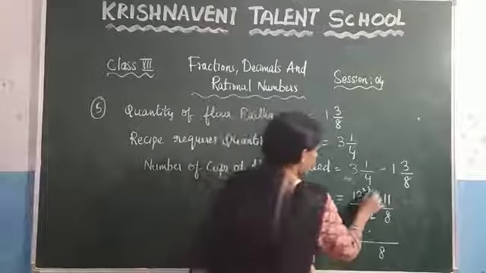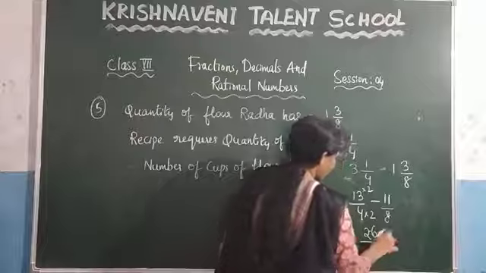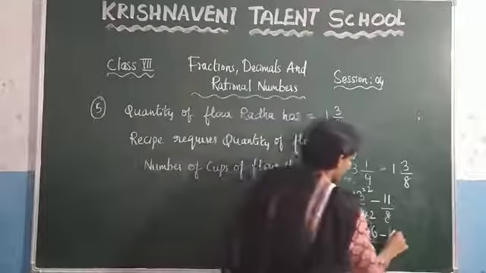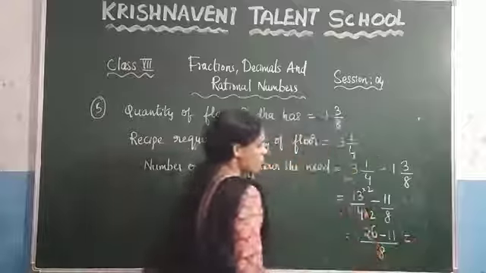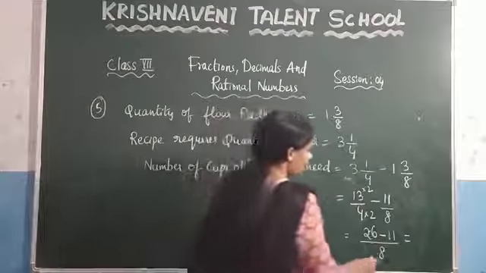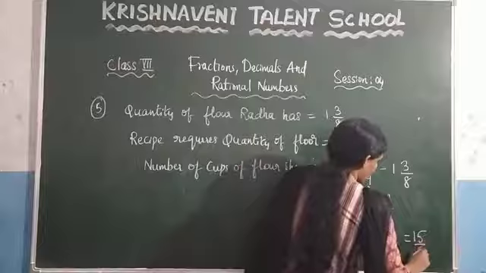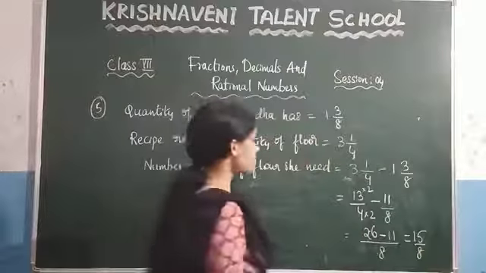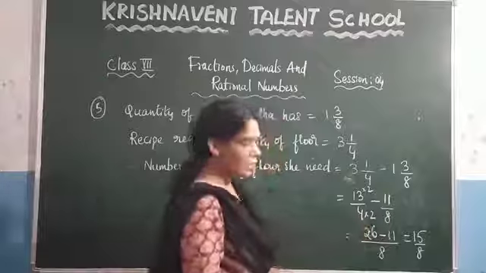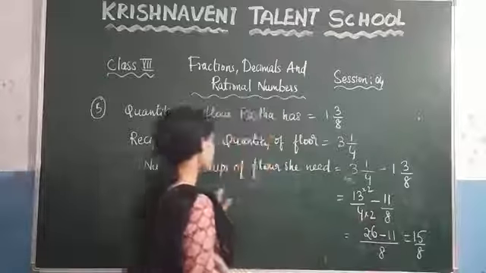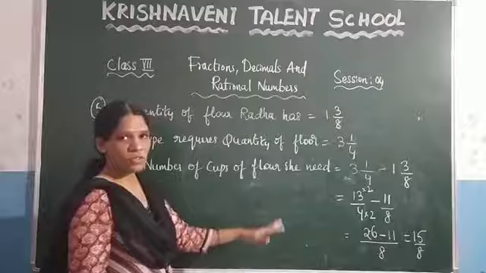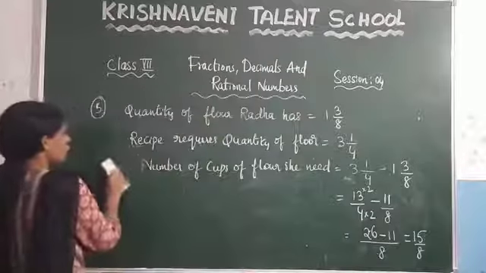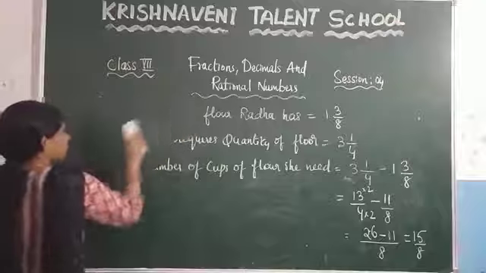So what you will get? 13 2s are 26 minus, since here the denominators are same, just write the numerator as it is. Now check what is the value of 26 minus 11, which is nothing but 15 by 8. Right? So this one you can convert it to the mixed fraction, or otherwise you can leave it. So how much quantity of the flour she needs? 15 by 8 cups of flour she needs. Now this is the question. Now see the next question.